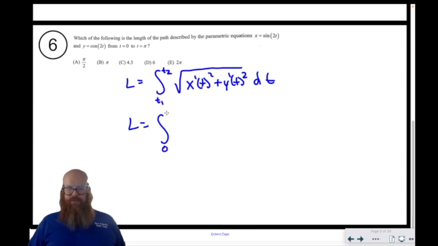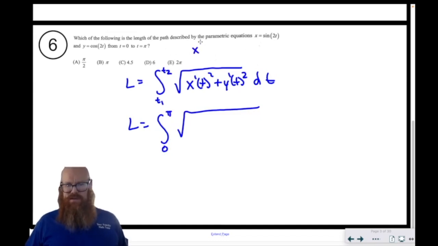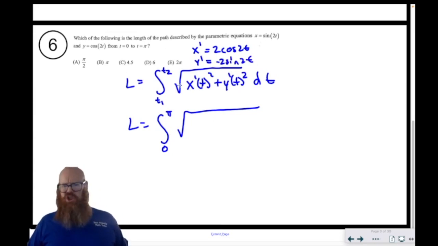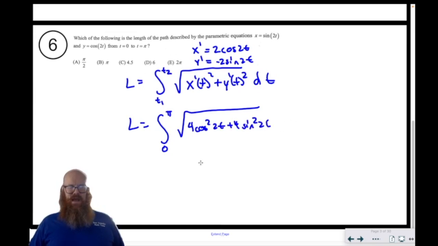We're evaluating from 0 to pi. I'm taking the square root. I want to find the derivatives of these. So x prime is 2 cosine 2t. Y prime is negative 2 sine 2t. Then I'm going to square those. So I get 4 cosine squared 2t, and then a plus 4 sine squared 2t dt.